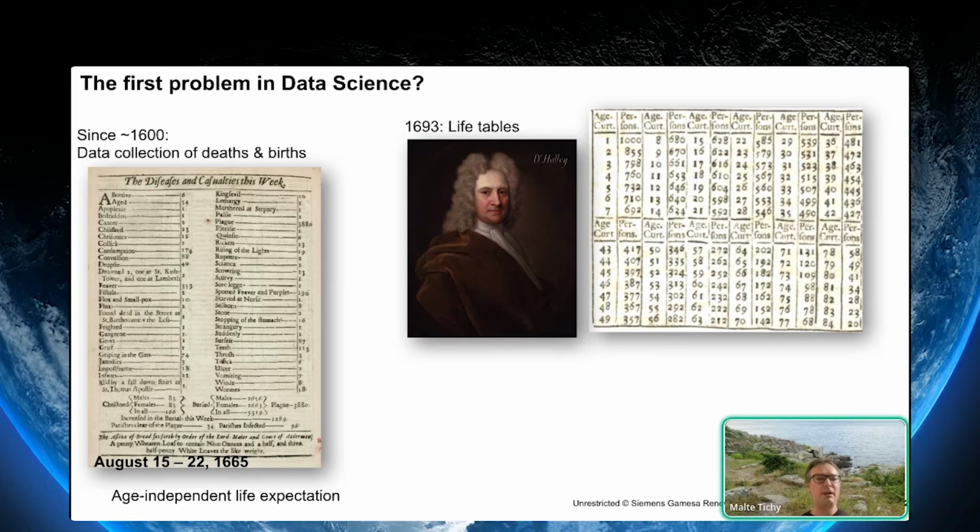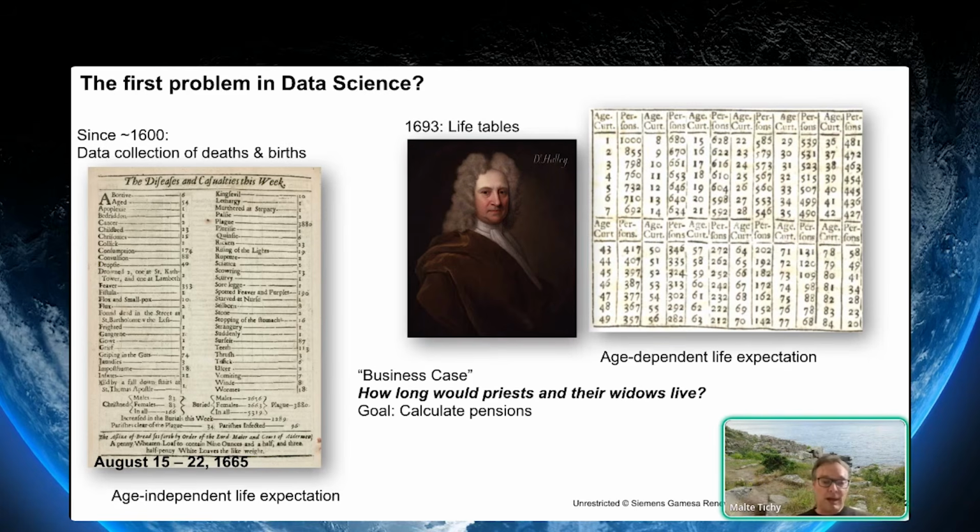So why did people do that? Why did they care at all? Well, in today's words, we would say they had the business case because the church needed to pay pensions to the priests and to their widows. So they needed to calculate how high these pensions could be. That was actually the trigger for all the development of statistics and eventually of data science.